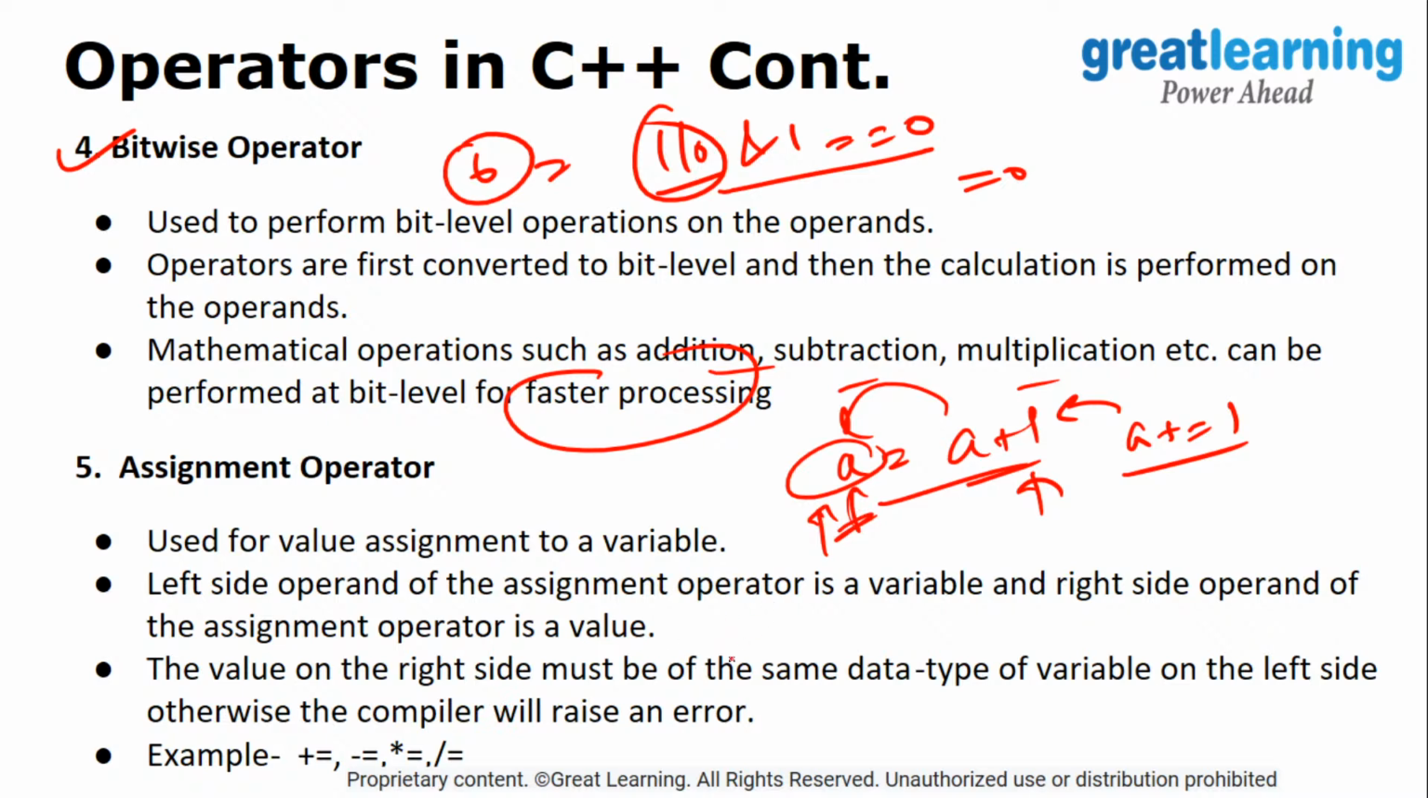The value on the right hand side must be of the same data type. Obviously when you're trying to add these things and you want your values to be valid, just to be on the safe side, you will use the same data type. Done. These are all your assignment operators.